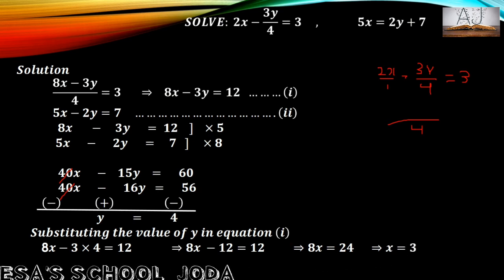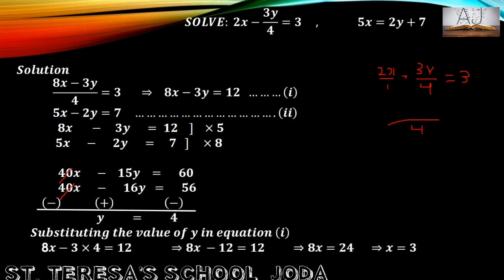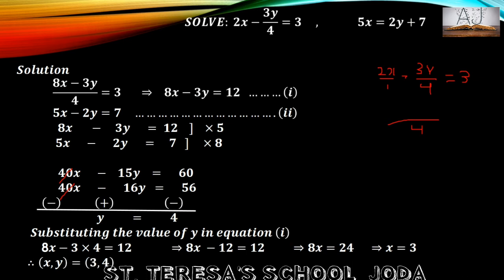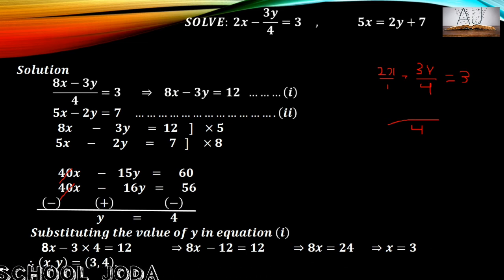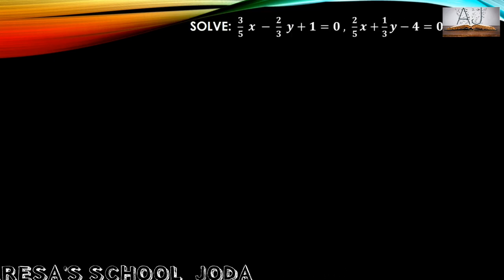Taking 12 to the other side, 8x equal to 24. Divide by 8, so 24 by 8. x equal to 24 by 8, that is x equal to 3. So we have got the value of x also, we have got the value of y also. So x, y equal to 3, 4. This is how we have solved. I hope you have done it correct. The more you practice, the more you will be able to do.